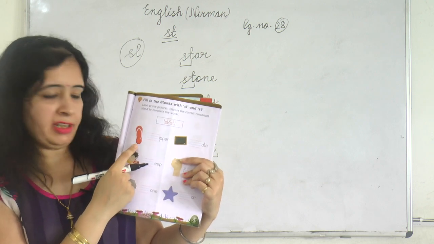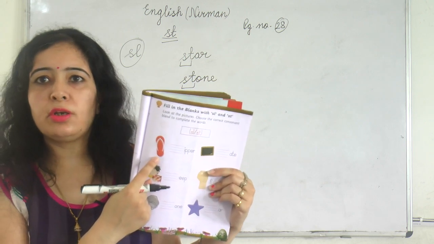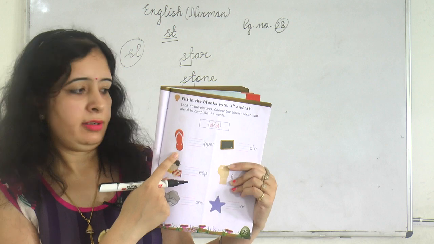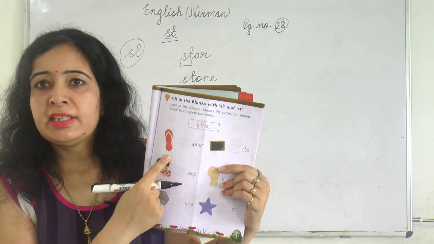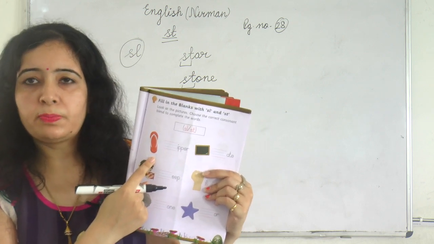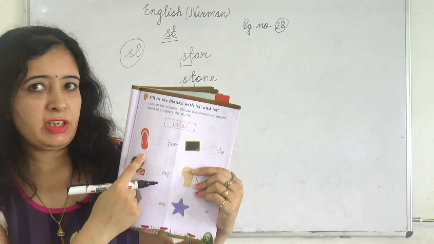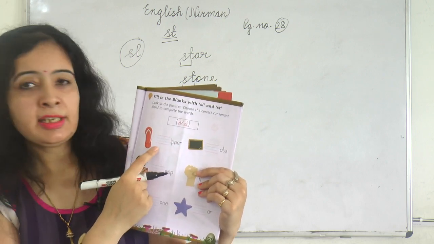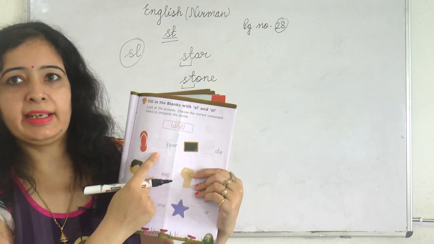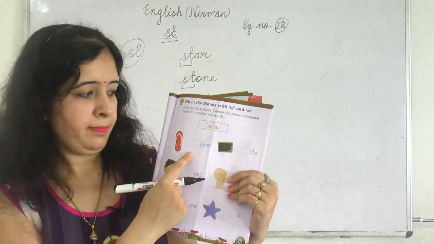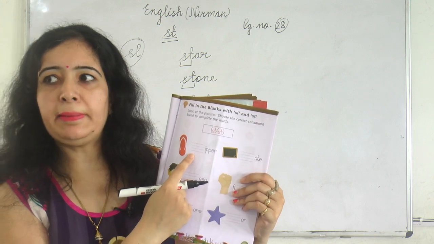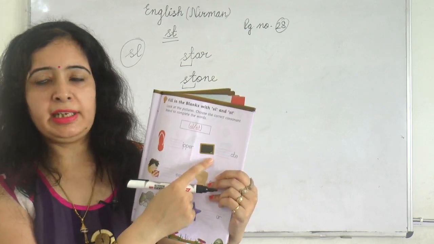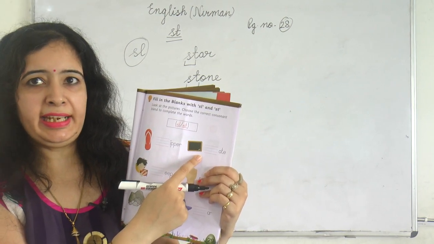So look at the first picture. This picture is of slipper. Which picture is this? Slipper. So when you speak slippers, which sound comes? Slur or stir? It's slur. So you will write here SL. Slippers. Next one is slate.